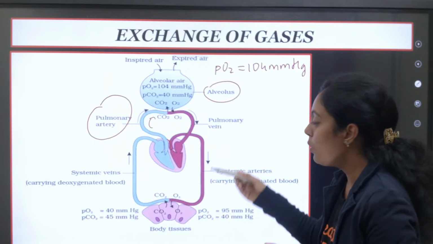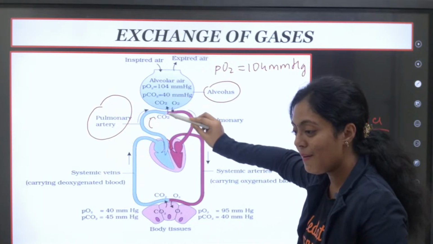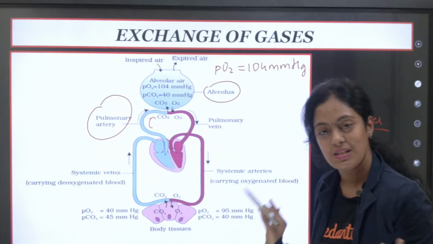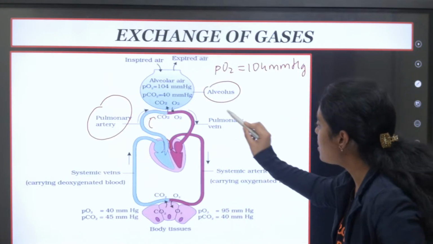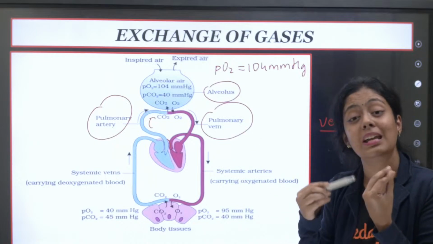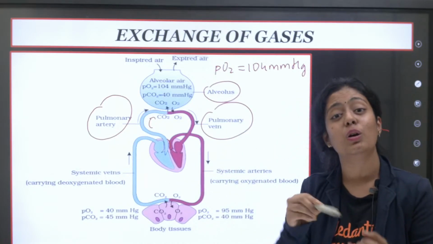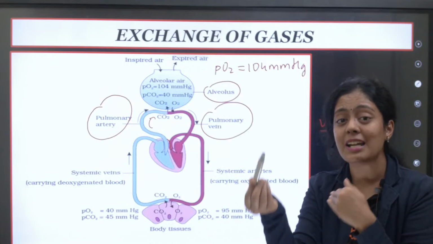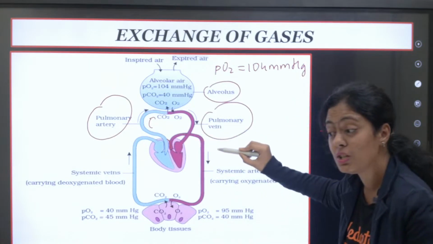So what happens? You can see here there is a change, right? Here carbon dioxide is high. There will be diffusion of gases. Now the blood will become oxygenated. The oxygenated blood is carried by your pulmonary vein. So pulmonary vein carries oxygenated blood into your left atrium. From left atrium it goes into the left ventricle, right? So from left ventricle it goes into the aorta.